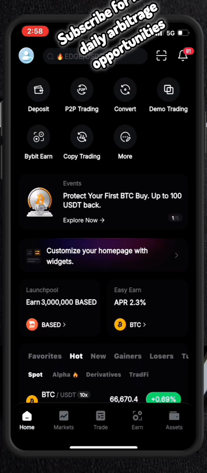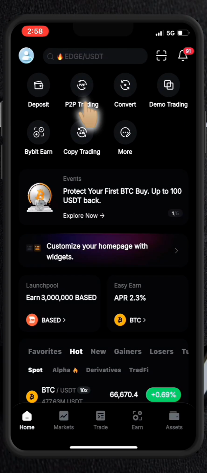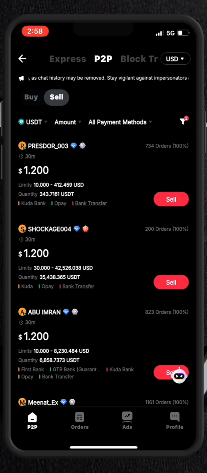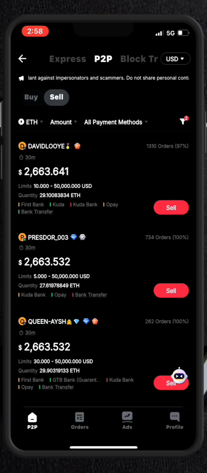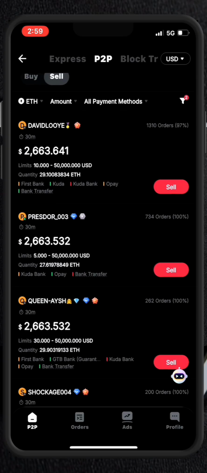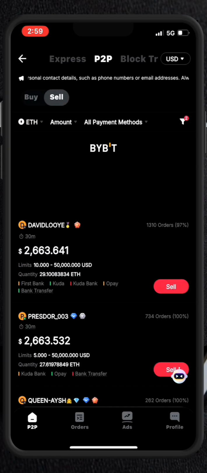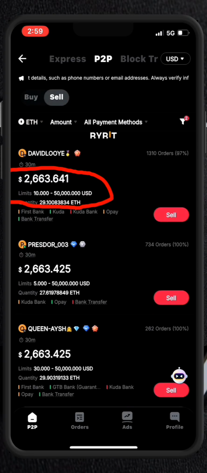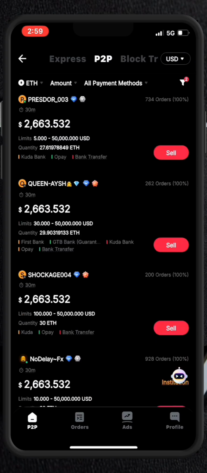Guys, now I'm currently in the Bybit app and I want you guys to come over to the Bybit P2P trading section. Guys, I want you guys to come to the sell section of the P2P trading market. Then you change these current pairs and make sure they are in the ETH and USDC pair over here. Guys, as you can see, the current price for ETH to USDT at the Bybit P2P trading market is at a rate of $2,663.